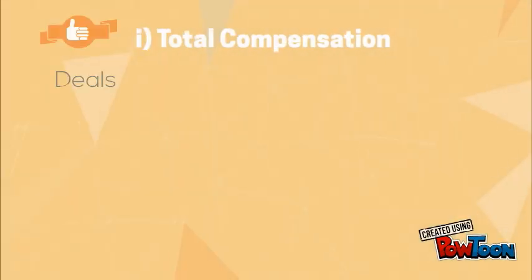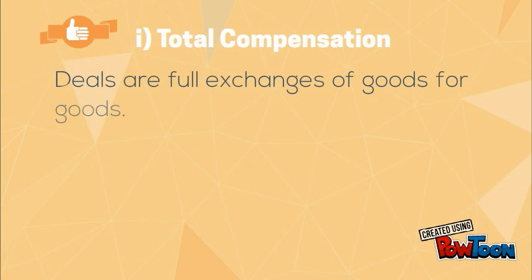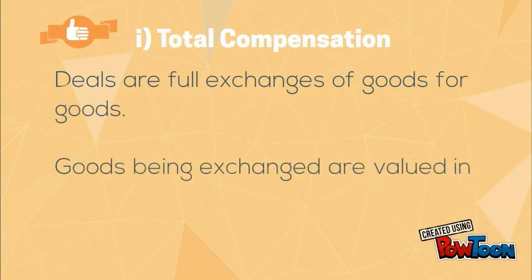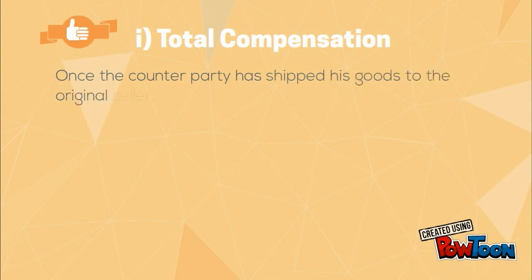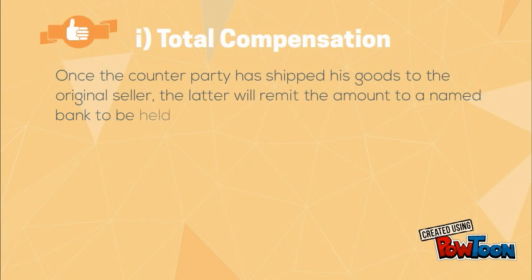The first category is total compensation. The deals are full exchange of good for goods. The goods being exchanged are valued in currency term. In addition, once the counterparty has shipped his good to the original seller, the payment will be made.